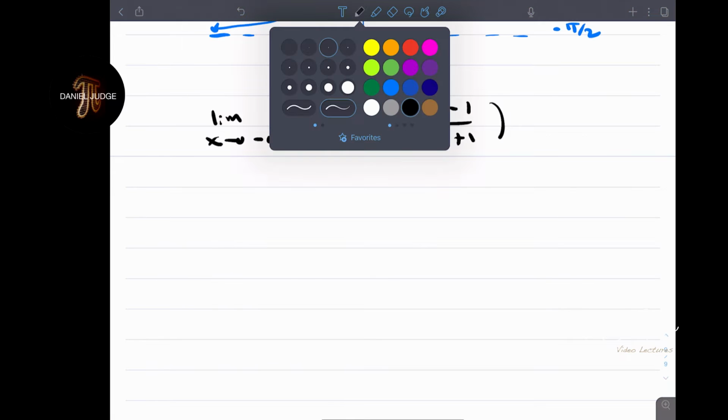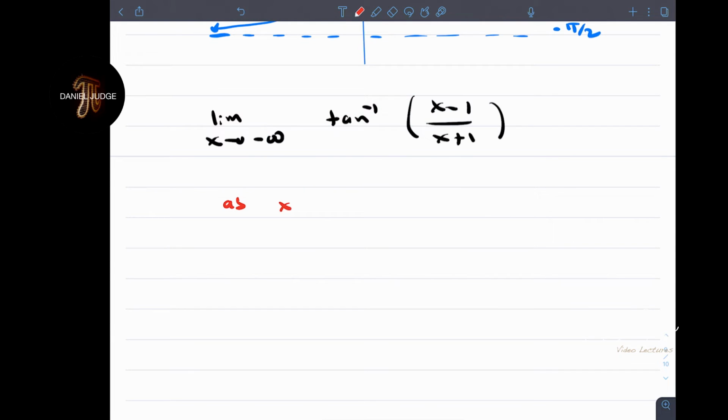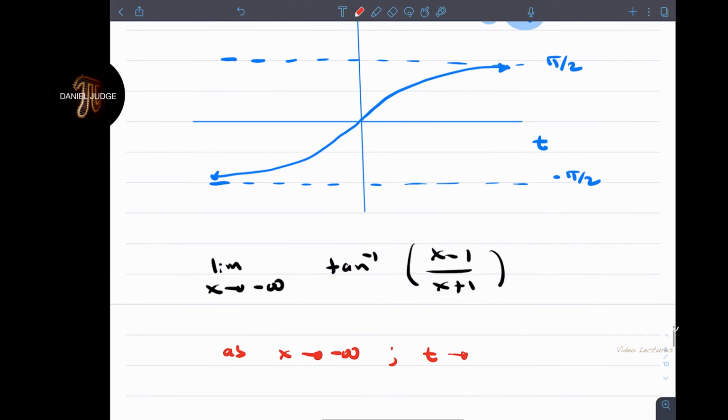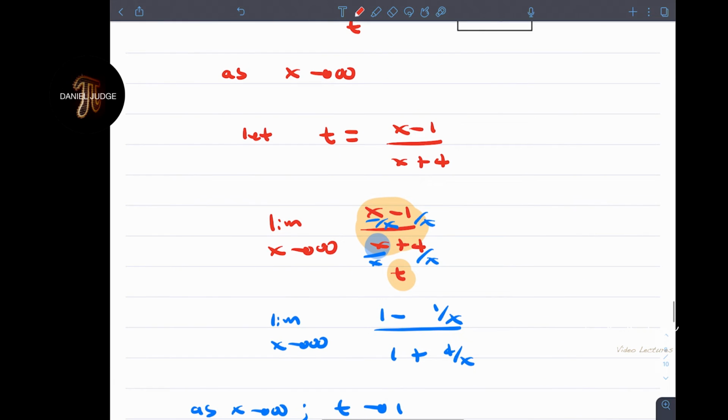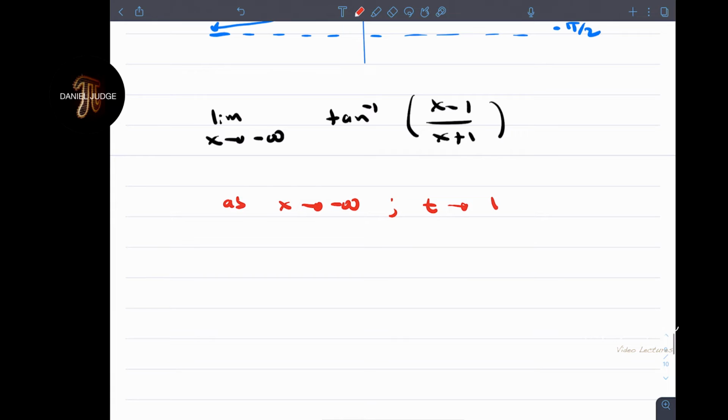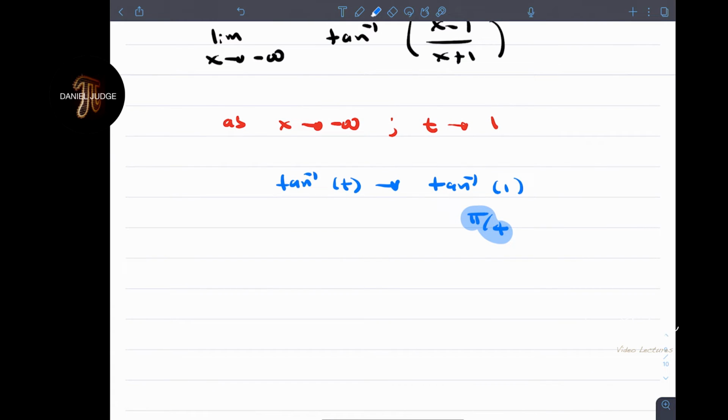Now we look at this limit. As x goes to minus infinity, t goes to same kind of place. So if we looked at that limit, that's also going to be 1 again. So t goes to 1, which means inverse tangent of t goes to inverse tangent of 1, which is also pi over 4. So this goes to pi over 4 as well.